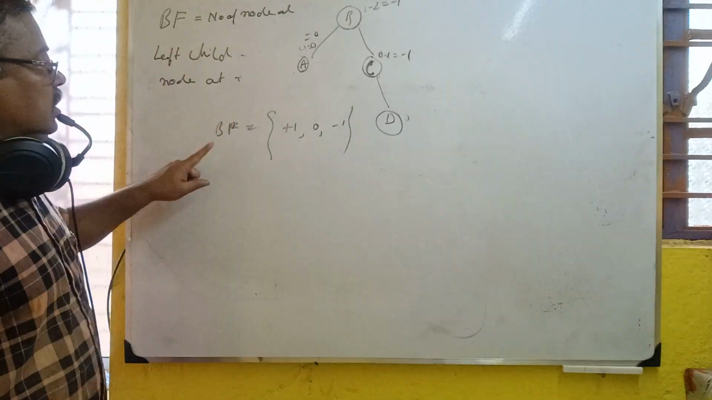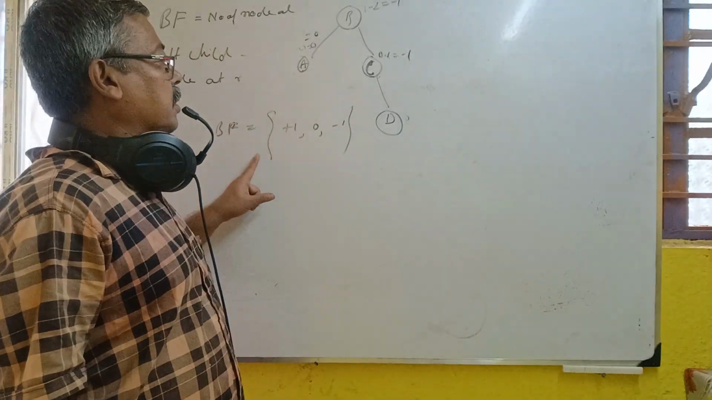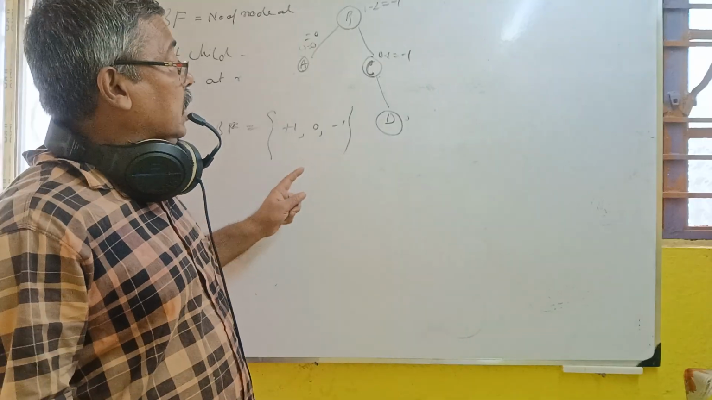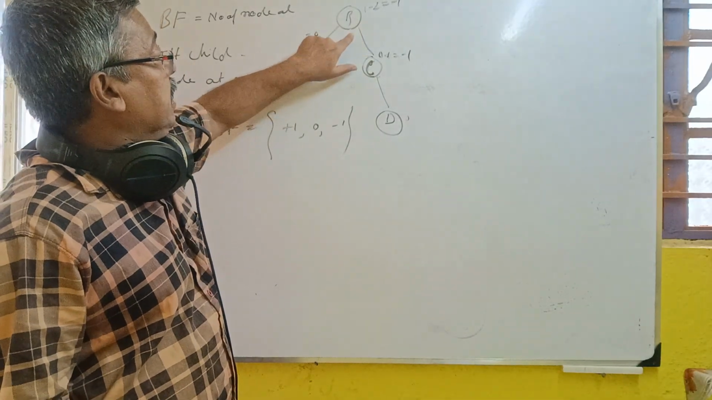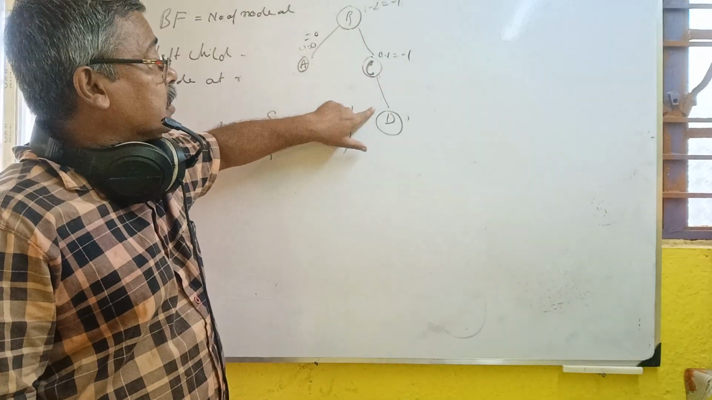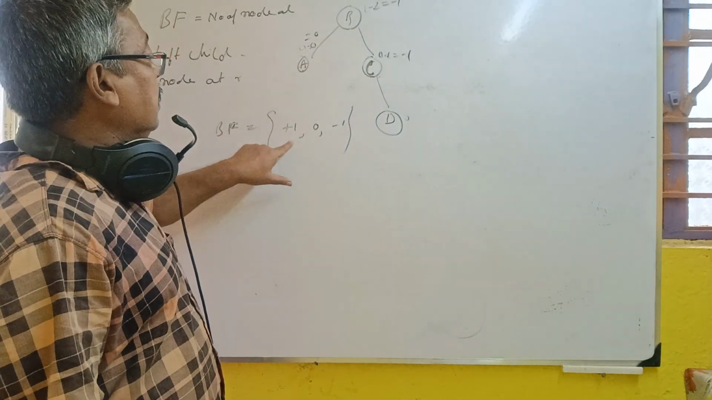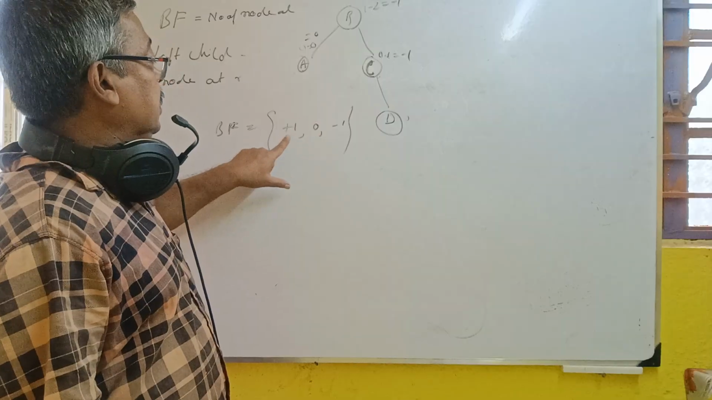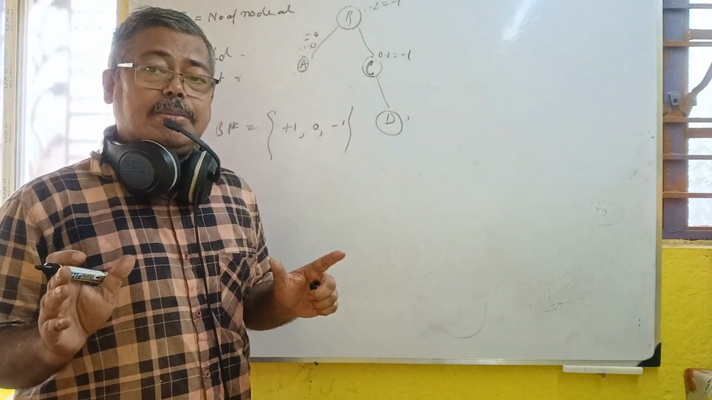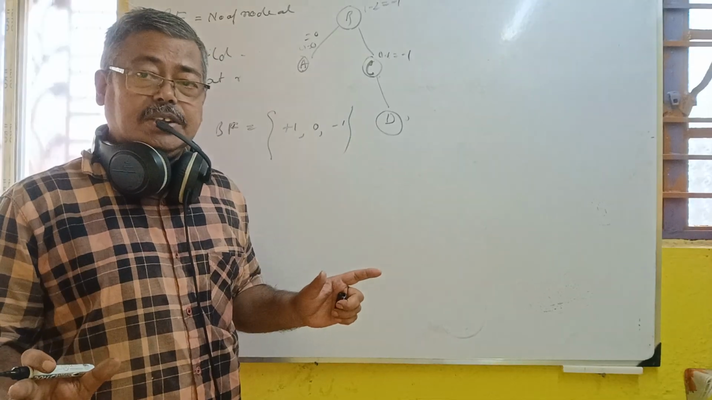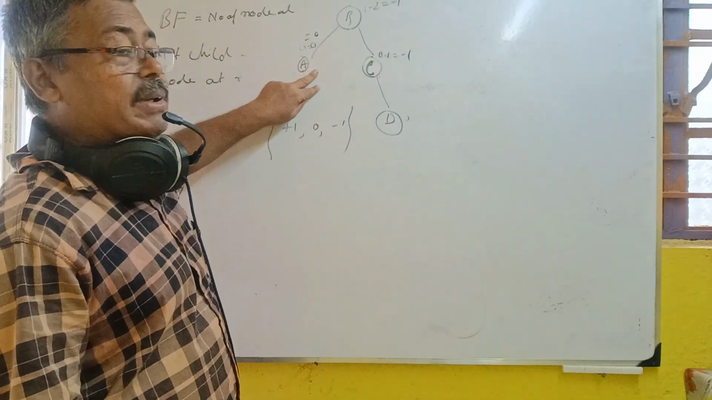This will be maintained, because the balance factor of B is 1, balance factor of C is 1, balance factor of D is 0. It should be between 1 and minus 1, that is 1, 0, minus 1. This is the balance factor, and it must be within these values. So this is an AVL tree.